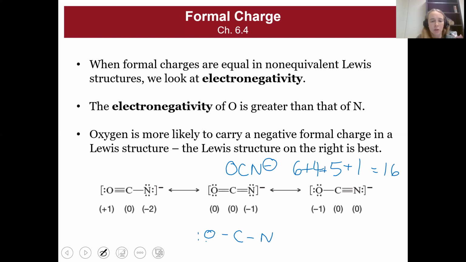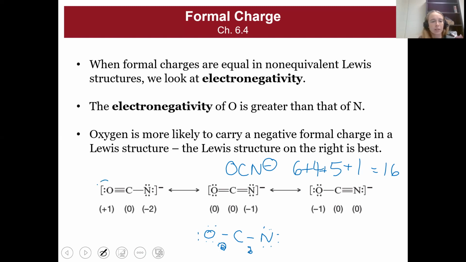So if we put all of our electrons on our terminal atoms, we now have 1, 2, 3, 4, 5, 6 lone pairs. So that's 12 electrons, and we have 2 bonds. That's another 4 electrons, 2 in each bond. So that gives us 16. So this is correct, but carbon doesn't have a full octet yet. So what can we do?